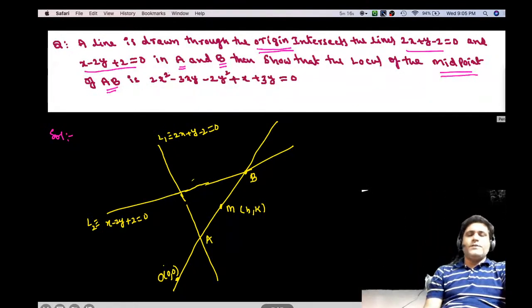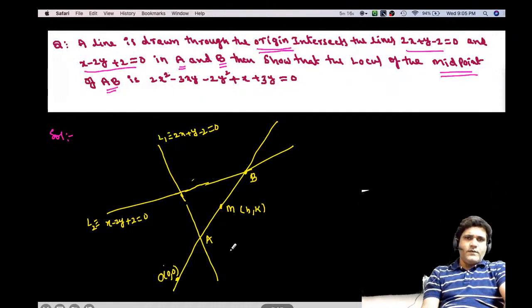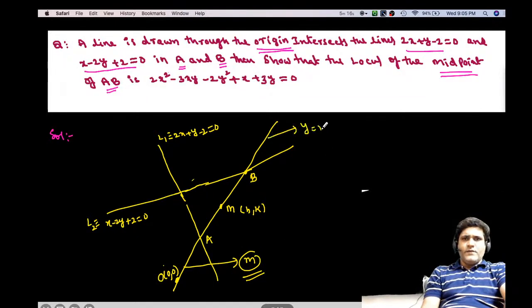Now to solve the locus question, we need to introduce a parameter. Here a fixed point is given, the line passes through the origin. I will consider the slope of the line as m. Here m is the parameter. So this line's equation is y = mx, because it passes through the origin.